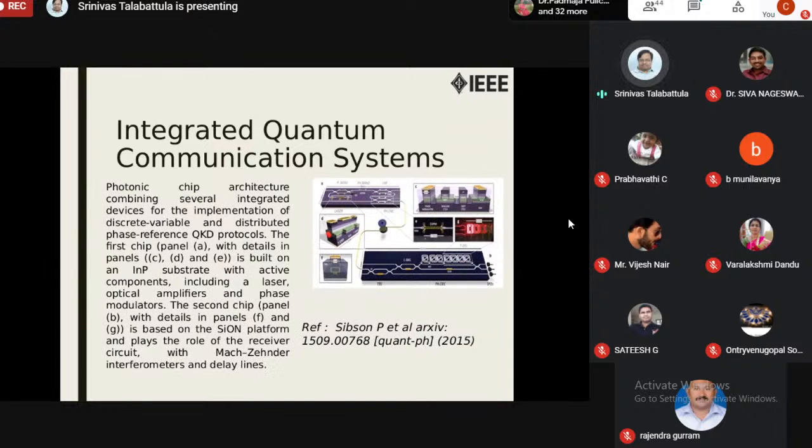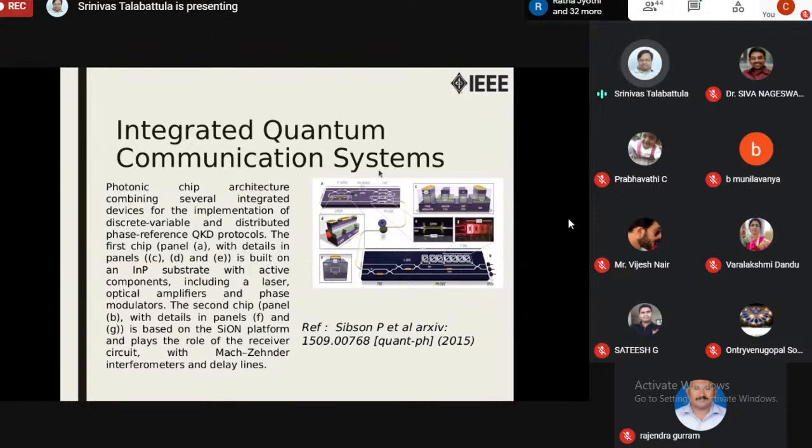So there are more examples like this. Integrated quantum communication systems. This is a full architecture consisting of several devices for discrete, variable, and distributed QKD protocols. Different types. As I said earlier, different protocols have come up. After BB84, a lot of improvements have been done. Given a particular protocol, you can think of what devices are useful, what are the ratios in which you have to manipulate the light, and so on. You can come up with a platform or a slightly more general purpose QKD system.